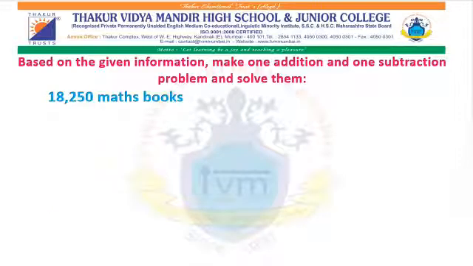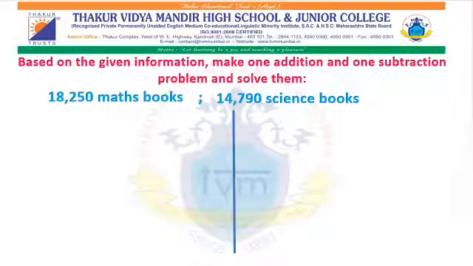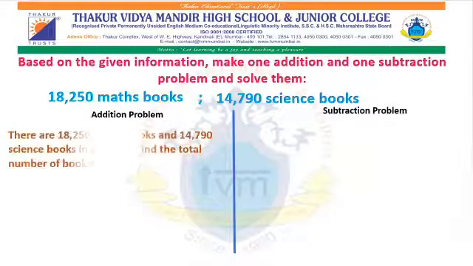The keywords are 18,250 maths books, 14,790 science books. Now as we are supposed to frame one addition and one subtraction word problem, again I have divided the page. Students, if only one problem is asked of you, you are supposed to solve only that. Now let us move to the addition problem.